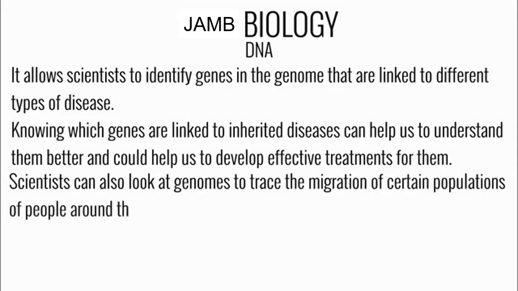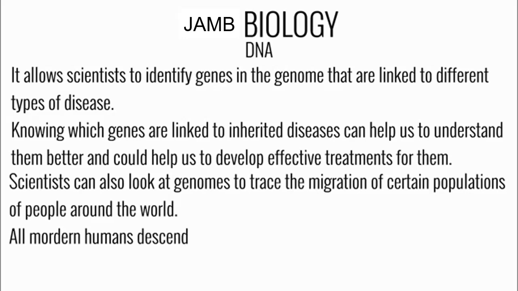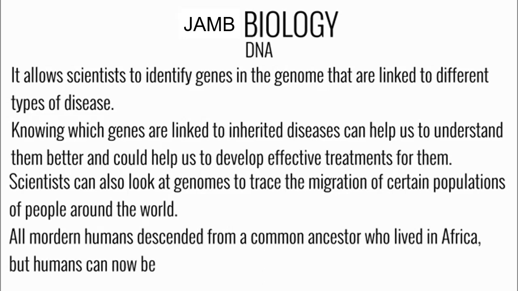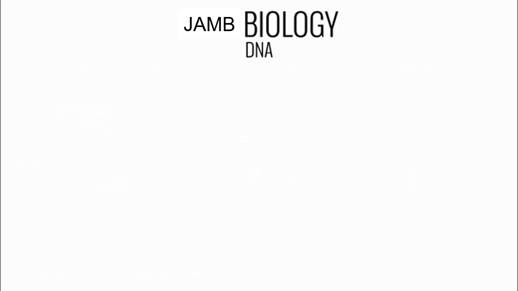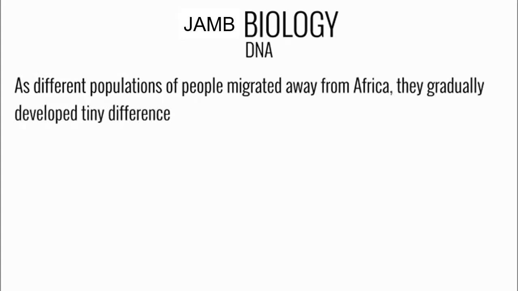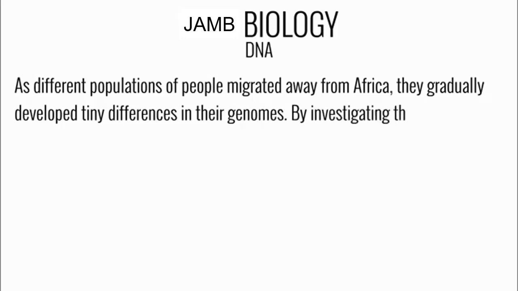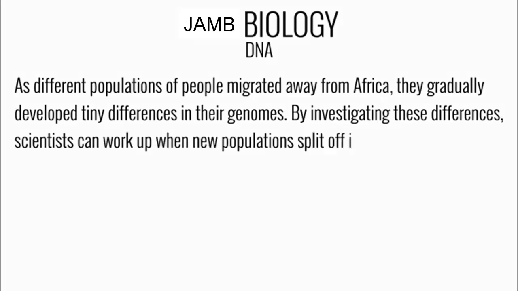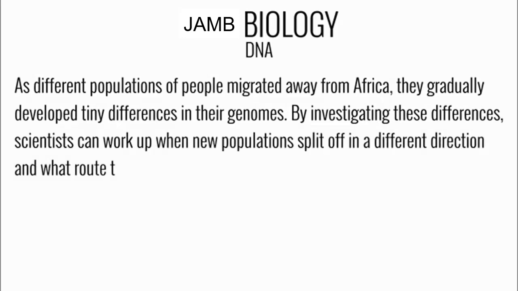All modern humans descended from common ancestors who lived in Africa. But humans can now be found all over the planet. The human genome is mostly identical in all individuals. But as different populations of people migrated away from Africa, they gradually developed tiny differences in their genomes. By investigating these differences, scientists can work out when new populations split up in a different direction and what routes they take.